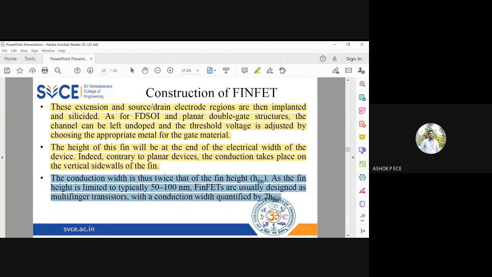FinFETs are very, very small devices. The height is typically 50 to 100 nanometers. It's very small. So far, in MOSFET, we are seeing millimeters and micrometers, but in FinFET we have gone to nanometers. You can also fabricate FinFETs as multi-finger transistors with the conduction width quantified by 2 H-fin, where H-fin is the height of the fin, usually between 50 to 100 nanometers. So if you want multiple gate terminals, you can use this structure to fabricate FinFETs with the conduction width being 2 H-fin.